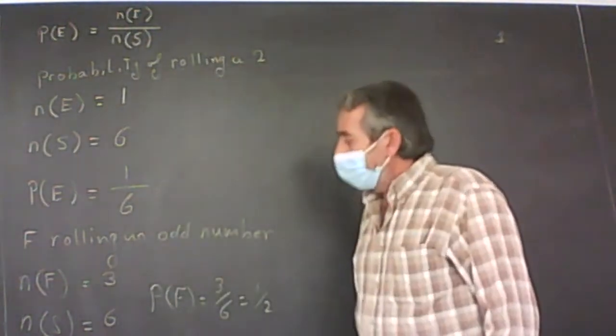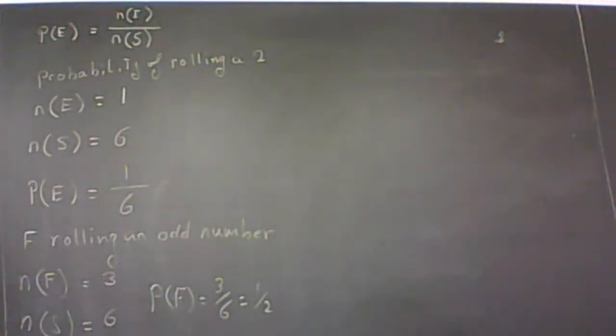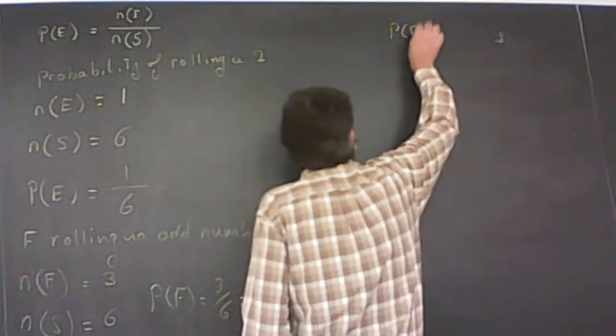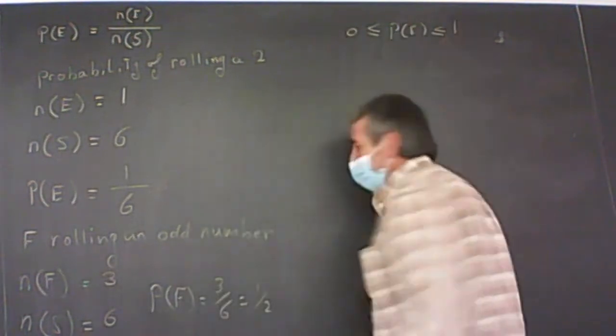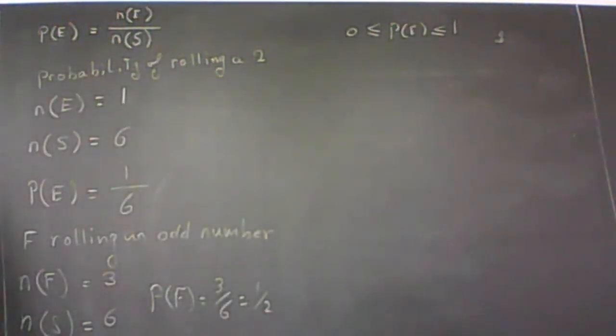Notice, the event is part of the sample space, and we always divide by the sample space. So the probability of a certain event has to be greater than or equal to 0 and less than or equal to 1. It cannot be more than 1.